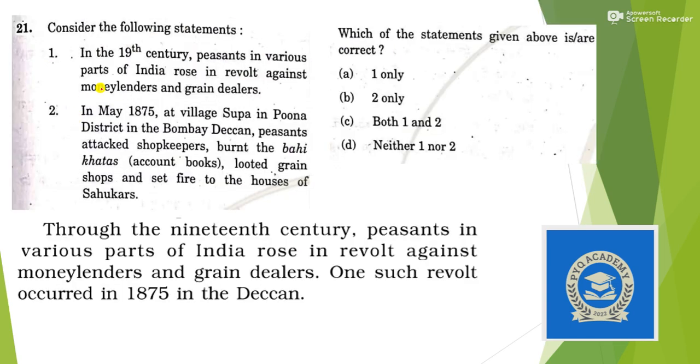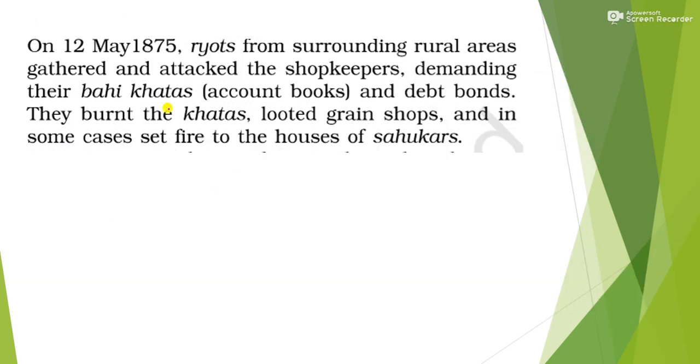Next, in the 19th century, peasants in various parts of India rose in revolt against moneylenders and grain dealers. Exactly taken statement, you can see here: through the 19th century, peasants in various parts of India rose in revolt against moneylenders and grain dealers, and one such revolt occurred in 1875 in the Deccan. So that is exactly true. Then again, this statement is also taken from the second para of that chapter.